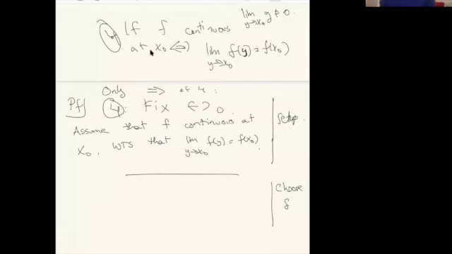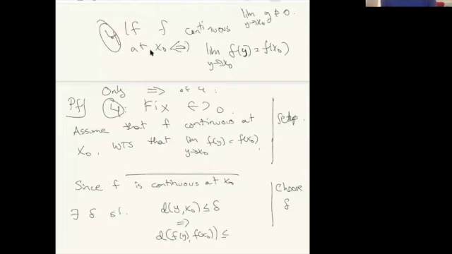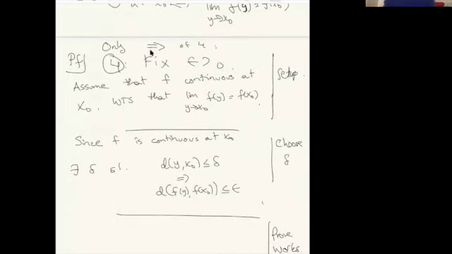Well, where could we find it? Since f is continuous at x naught, there exists a delta such that if the distance of y to x naught is less than or equal to delta, then the distance of f of y to f of x naught is less than or equal to epsilon. This holds for every epsilon, so it holds in particular for the epsilon that we fixed in the beginning of the proof. So now we have to verify that the limit definition is satisfied with the same choice of delta.